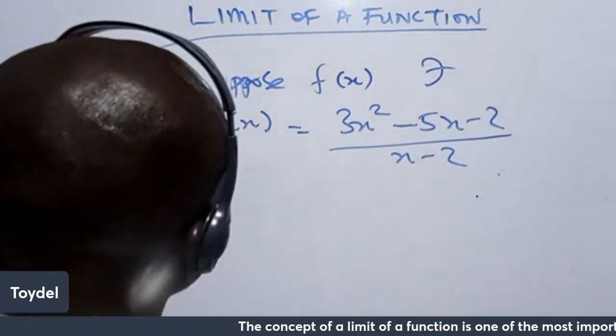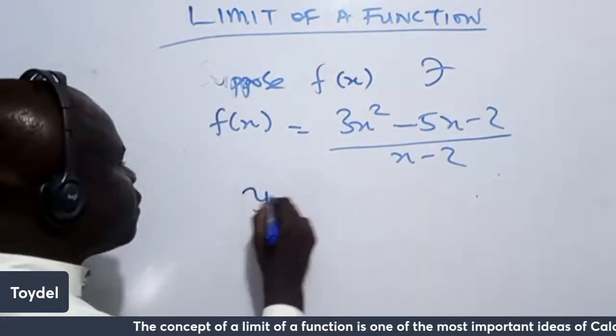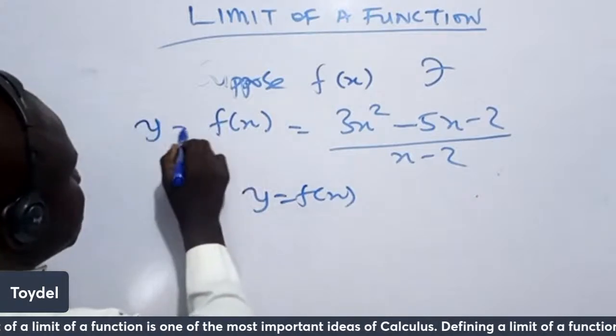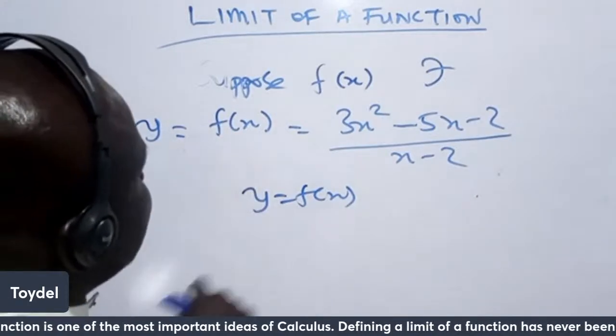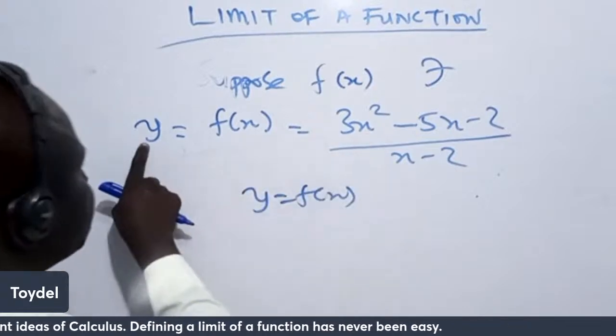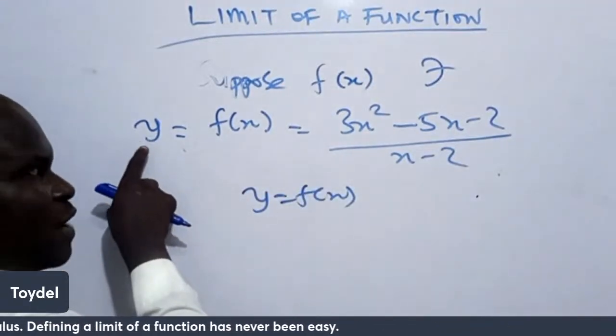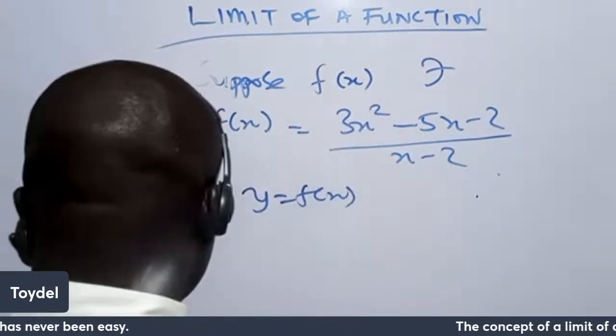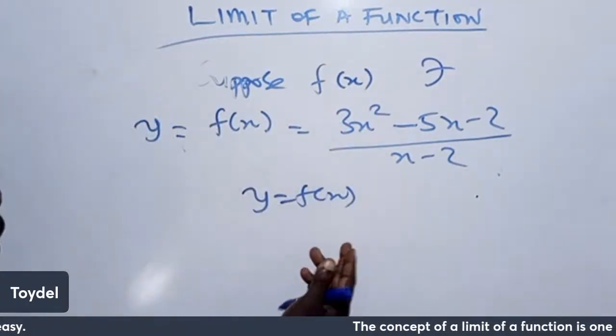So, of course, y is a function of x. So f of x is y. So y is the dependent variable, x is the independent variable. So we can get the value of x without knowing the value of y, but we can never get the value of f of x, which is y, without knowing the value of x. So what is the value of y?